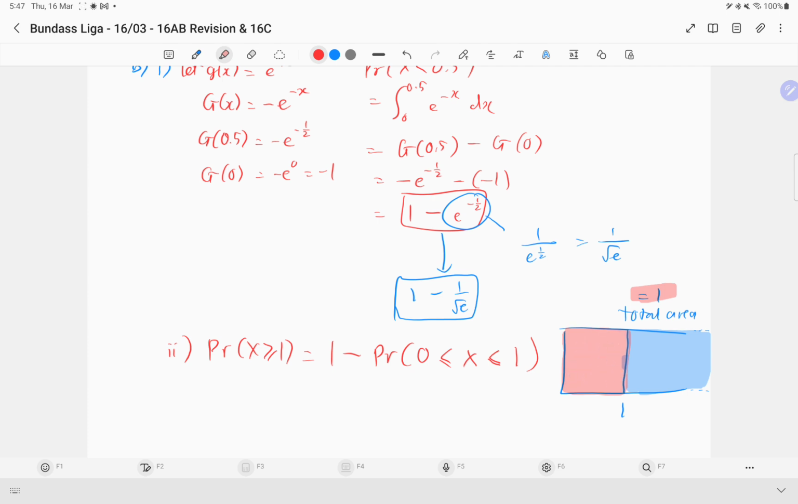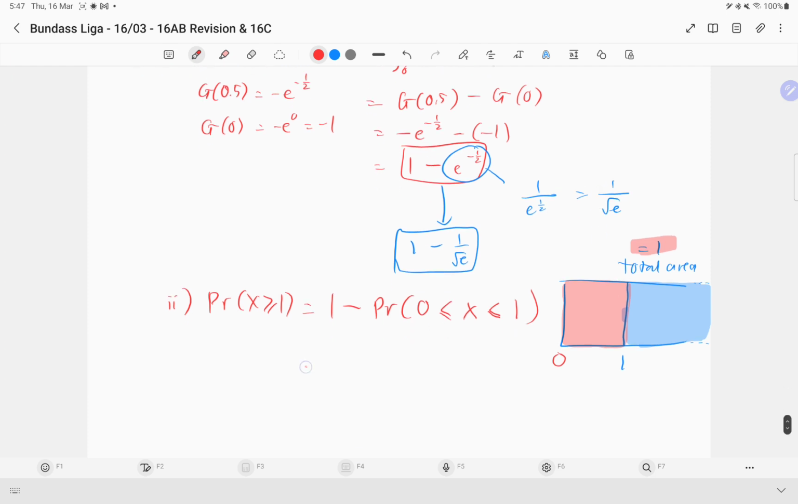Does it make sense? Yeah, so the area from 0 to 1, when you subtract that from 1, you get the area from the right, because the total area is 1. It's like 2 boxes. Subtract one of them, basically. Okay, the concept is not difficult.